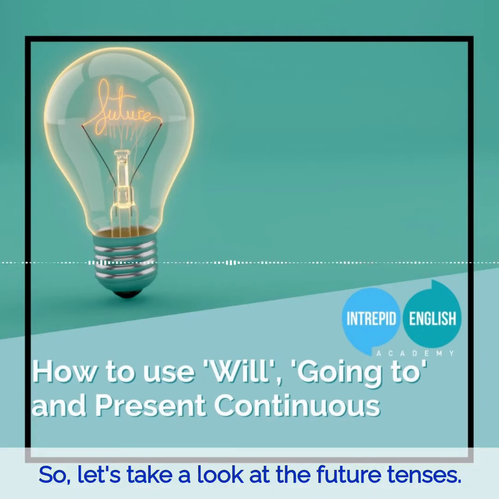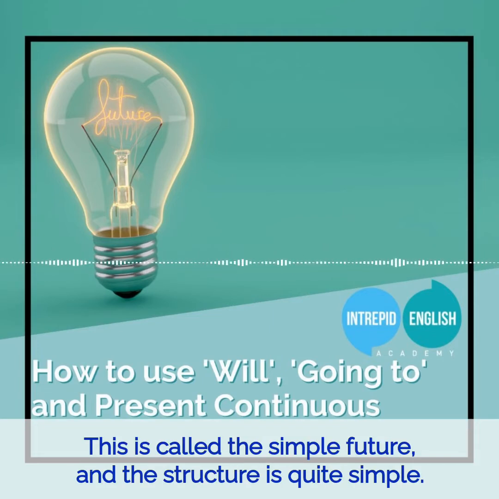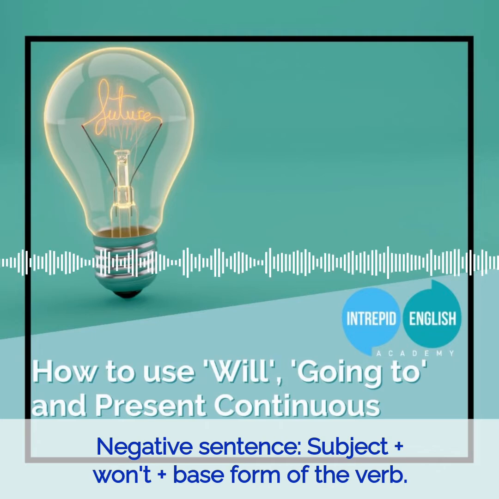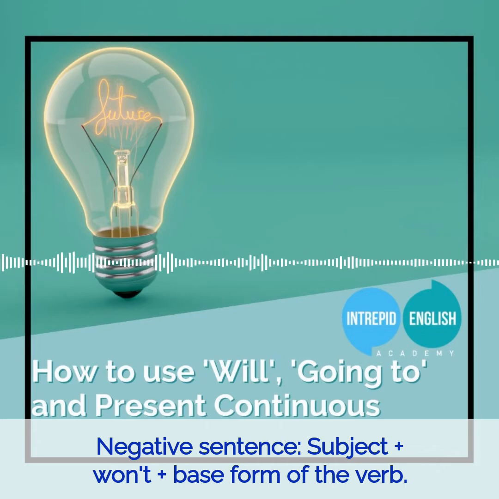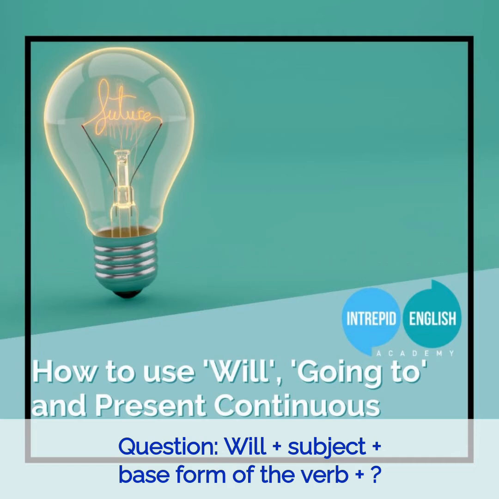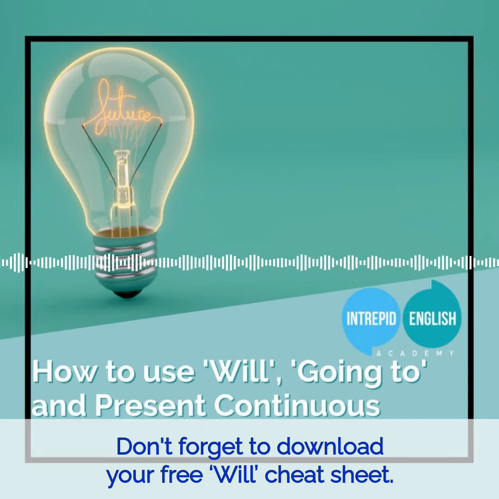So let's take a look at the future tenses. Will. This is called the simple future, and the structure is quite simple. Positive sentence: subject plus will plus base form of the verb. Negative sentence: subject plus won't plus base form of the verb. Question: will plus subject plus base form of the verb. Don't forget to download your free will cheat sheet.